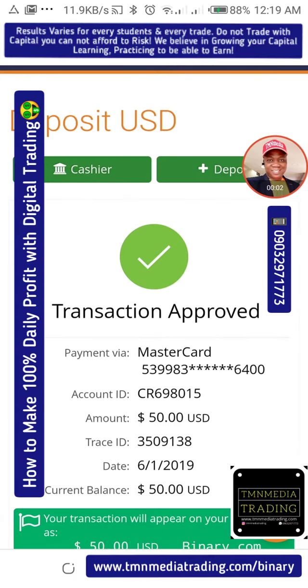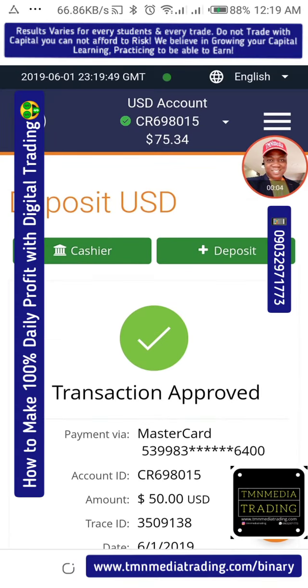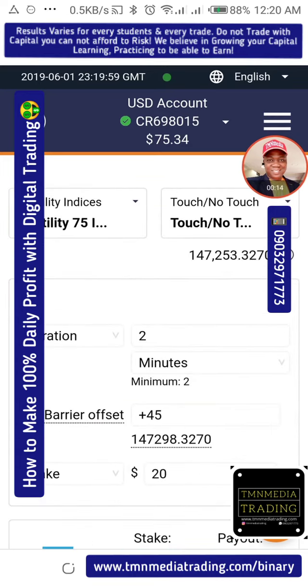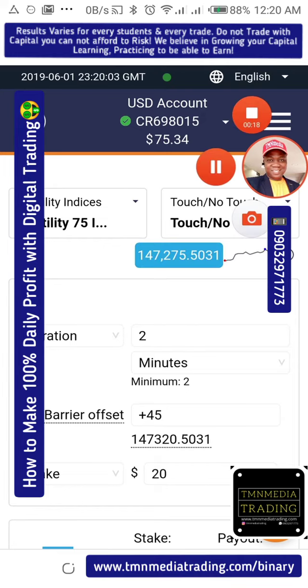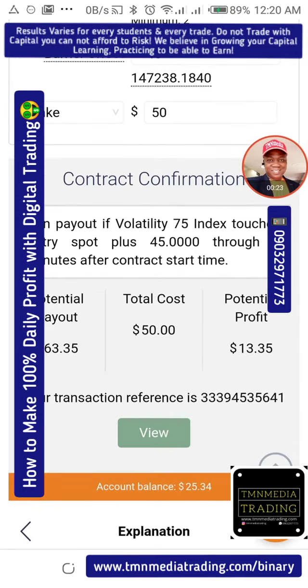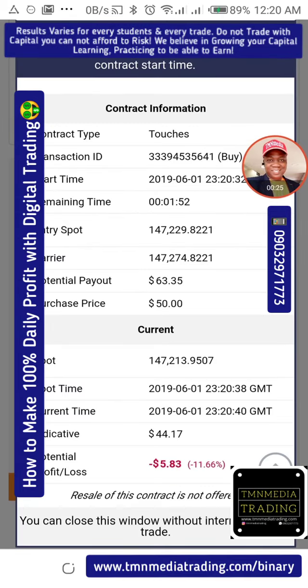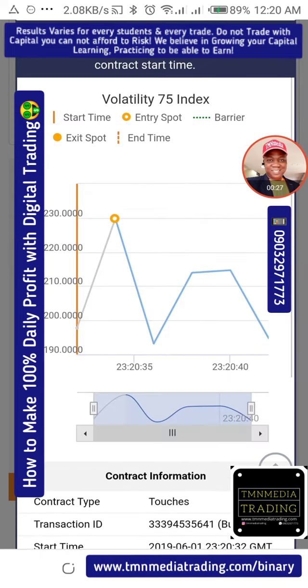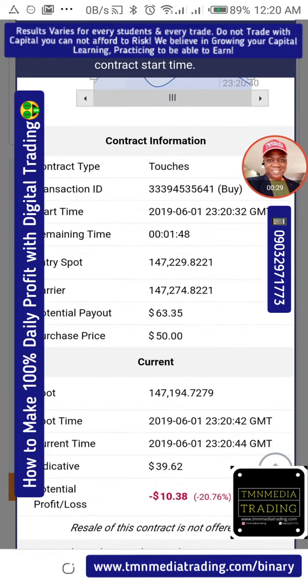Okay, just made a deposit of $50, but I had a trade ongoing before, so let's go make some trade. I have to pause, go look. Okay, I just placed a trade for $50 just to make 25%. Let's see how fast it will go.